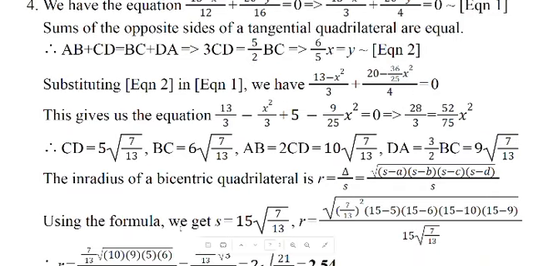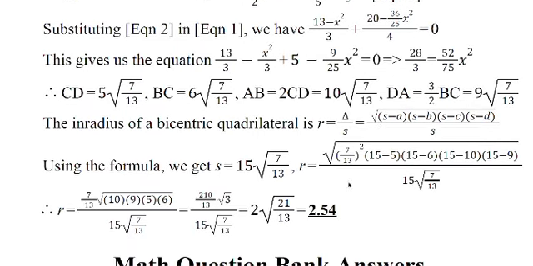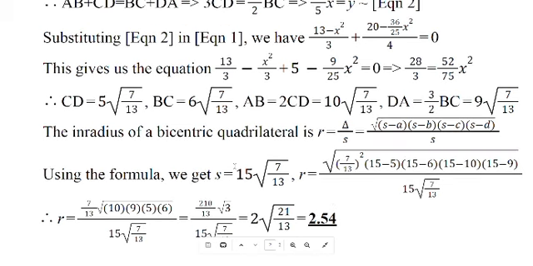And then, well, the radius of a bicentric quadrilateral, or basically a cyclic and tangential quadrilateral, is basically the same formula as for a triangle, which is the area divided by the semi-perimeter. So that gives you this formula. And then we just basically substitute the values, everything done, and then we simplify this to get 2.54. So that's the end radius for a specific case.